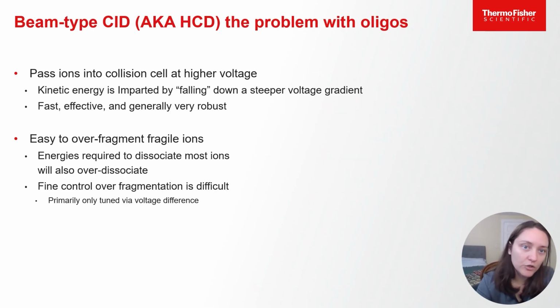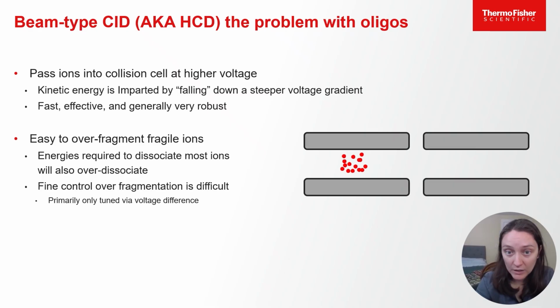One of the more standard strategies for sequencing oligonucleotides has been beam-type CID, which is often referred to in instruments from Thermo Fisher Scientific as HCD. This is a fairly straightforward process where ions are passed into a gas-filled collision cell using a steeper gradient than normal, shown there in the animation. And that causes collision with the inert gas that's present, and causes fragmentation.